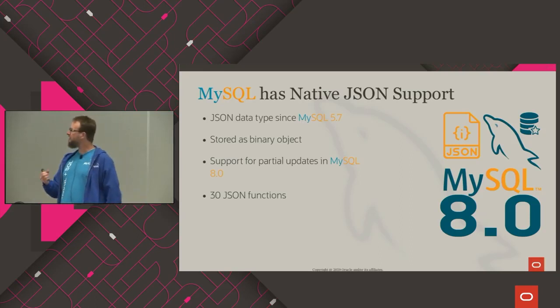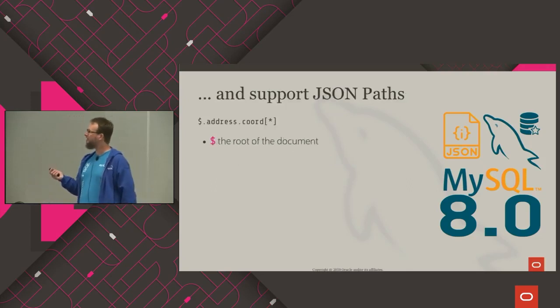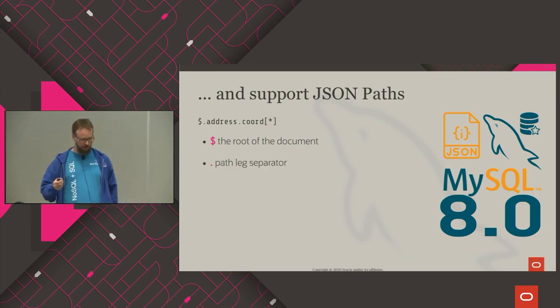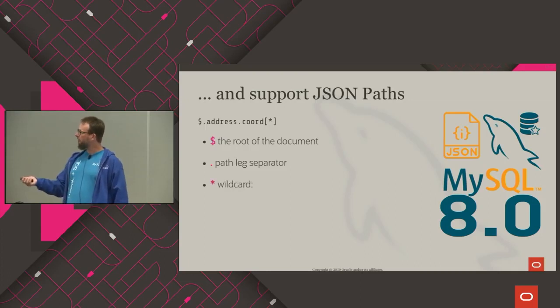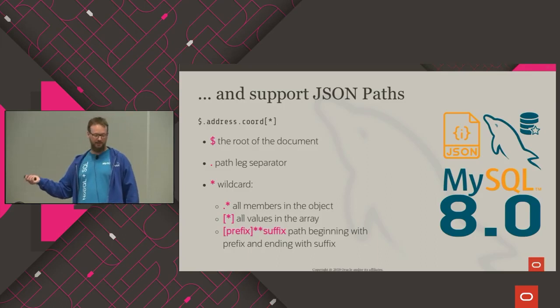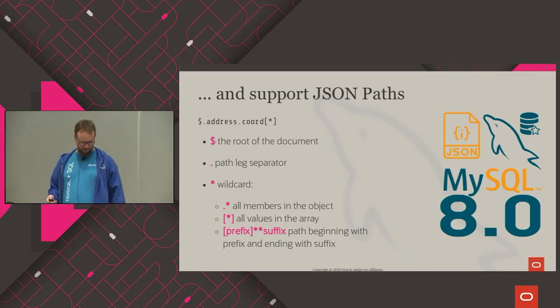And of course, as it is its own data type, we also support the JSON path. This is an example, right? The $ is the root of the document. Then we can have the dot as the path leg separator. We support wildcards with all members, arrays, suffix, prefix, everything that is supported in the JSON data type.